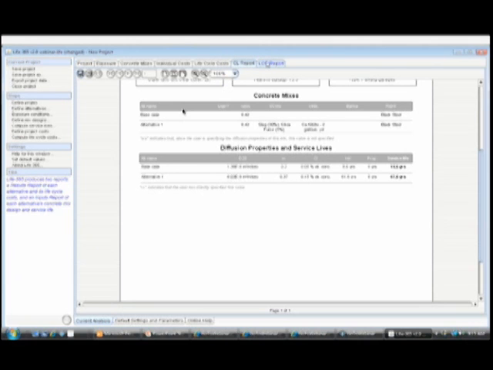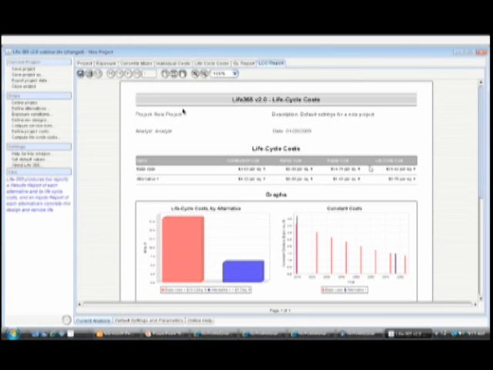There's also a life cycle cost report that gives you similar summary information. And that's shown here.